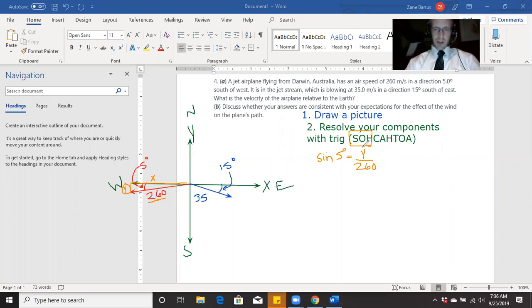Now using math, we need to get y by itself. Okay, so if I times both sides by 260, that's going to get y by itself. So these 260s are going to cancel. And then whatever 260 times the sine of 5 degrees is, that's going to be what y is. So let me type that in my calculator right now. And please follow along if you're watching this. So my calculator, I'm going to type in 260 times the sine of 5 degrees, and I get negative 249.3. Okay. All right. So that's my y component of my vector.